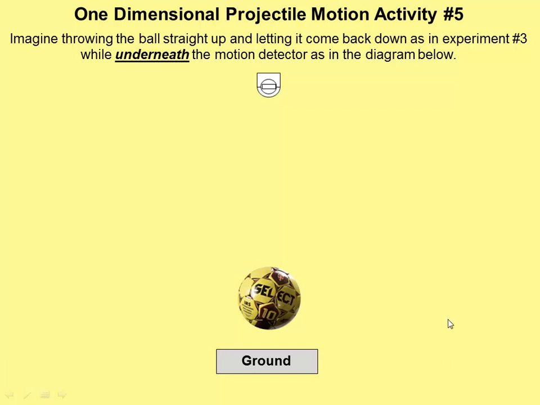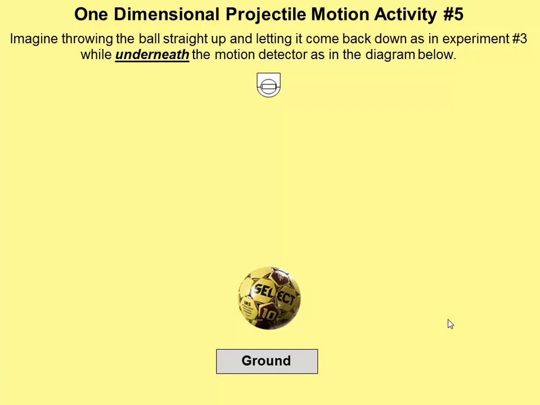Hello, and welcome to a little bit extra on the one-dimensional projectile motion activity, number 5. Now, if you were in class, you would see this as a demo, but if you're not, I'll try to explain it to you here so that you can still understand what we're doing.